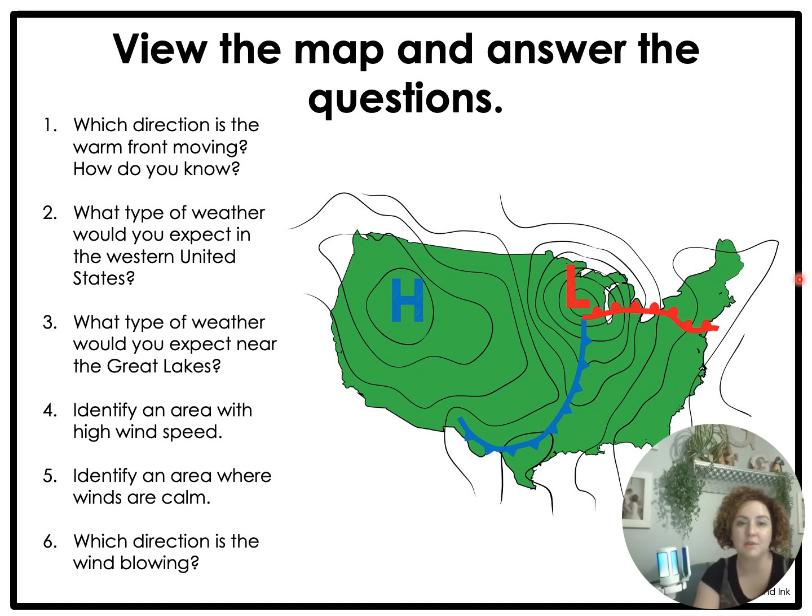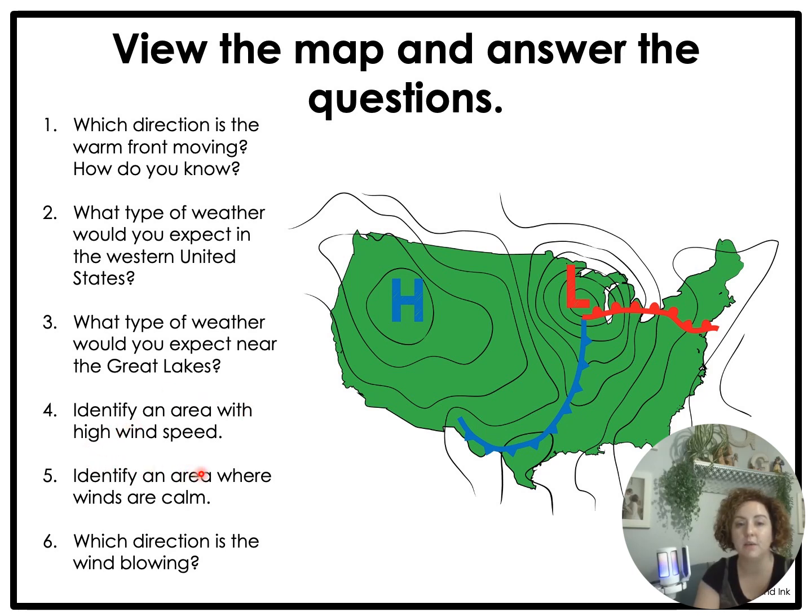What type of weather would you expect in the western United States? Well, we have a high pressure system. The isobars are fairly spread apart. So we're looking at dry, clear, not much for wind. What type of weather would you expect near the Great Lakes? So this is the Great Lakes, and we have a low pressure system, so that tends to bring some precipitation, a lot of winds. So rain, snow, or clouds, depending on the temperature and humidity. Okay.